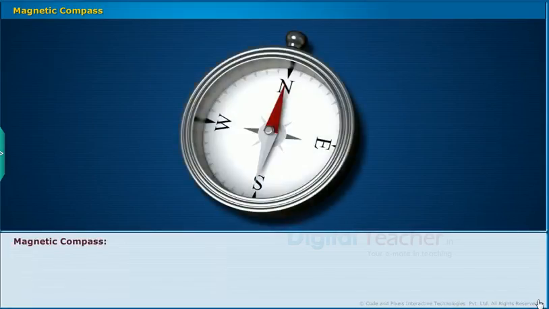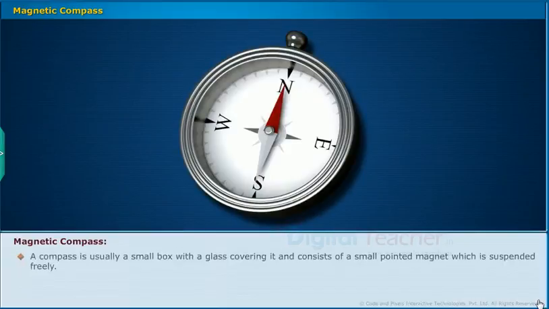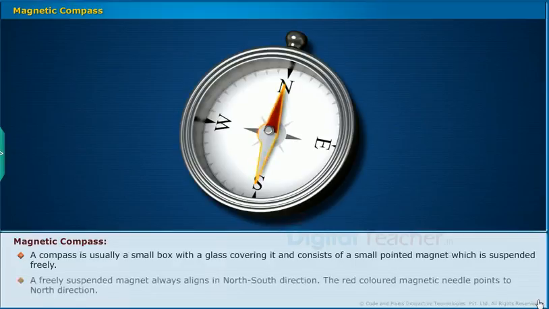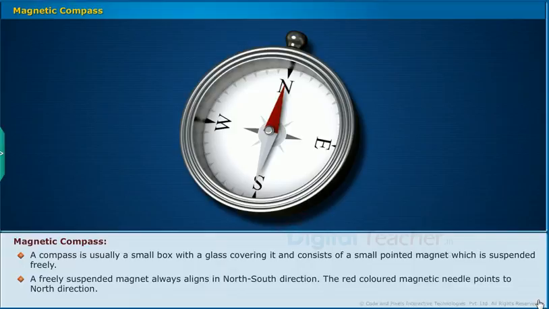Let us study about the magnetic compass. A compass is usually a small box with a glass covering it and consists of a small pointed magnet which is suspended freely. A freely suspended magnet always aligns in north-south direction. The red-colored magnetic needle points to north direction. Once we know north direction, we can easily find out the other directions.